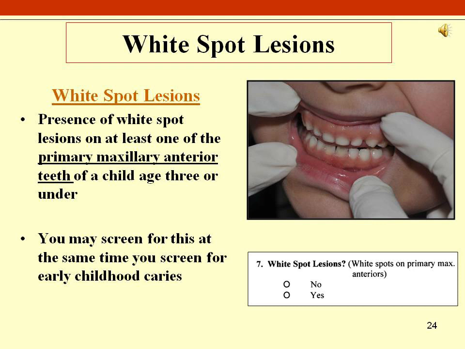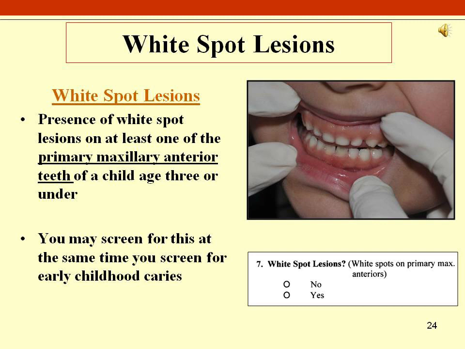The category of white spot lesions is number 7 on the screening form. White spot lesions are seen as a precursor to early childhood caries. This category is to be used only with the children who have primary teeth. On the primary maxillary anterior teeth, you will be looking for the presence of white spot lesions. This category asks you to mark yes if white spot lesions are present on the maxillary anterior teeth of a child age 3 or under. Lifting up the lip will allow for easy observation.